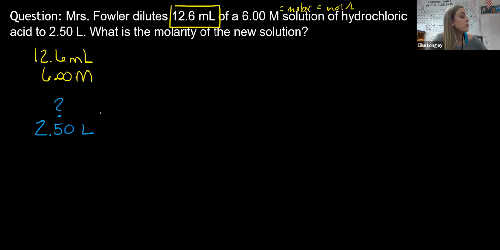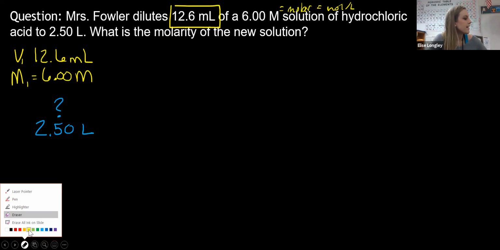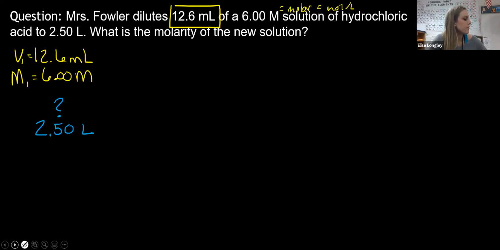So this is one solution. This is another solution. Which one came first? It's the 12.6 milliliters over the 2.5 liters. Yeah, so this is volume 1 and this is molarity 1. How did you figure that out? Because she's diluting it into the... Yes, it says I need to go to 2.5 liters. So this word "to" is a transition word, meaning this is what we're going to, as in this is last or second. Perfect. So that's going to be V2. So what we're looking for is M2.